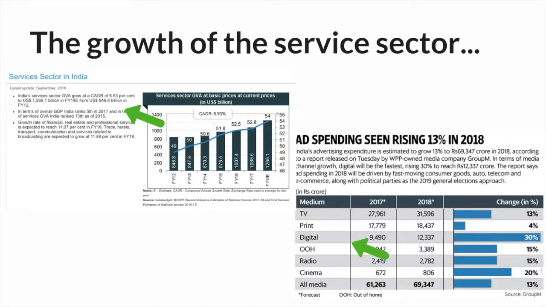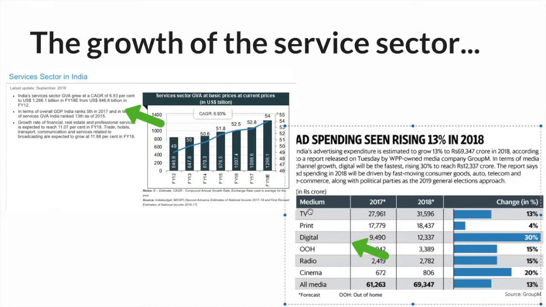The second thing that you need to know about is the growth of the digital services sector. As you can see, the service sector in India is growing at a phenomenal rate. It has a CAGR of 6.93%. On the other hand, businesses have realized this opportunity and they have started spending more money on digital mediums.